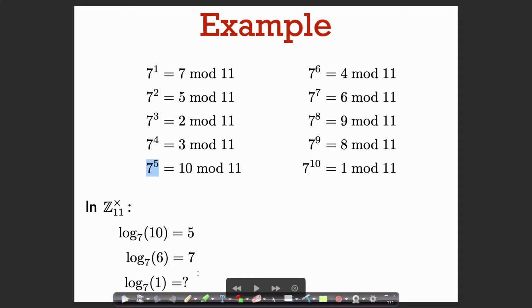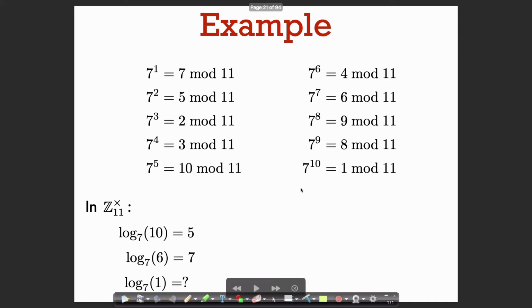Okay, so here's one for you. What is the log base 7 of 1? Okay, so this is meant to be a little bit of a trick question because your eye may catch this one here, that 7 to the power 10 is equal to 1 modulo 11, but of course also 7 to the 0 is equal to 1 modulo 11. Okay, and we're looking for the least non-negative a such that 7 to that power a is equal to 1, so this would just be 0.